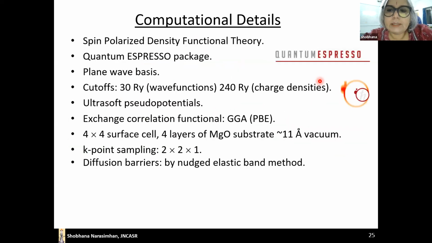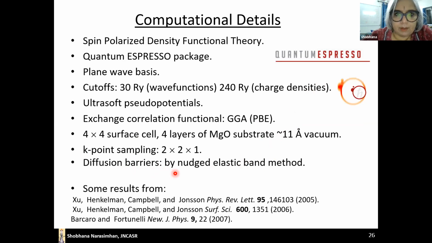So the computational details: we have performed spin polarized density functional theory. Spin polarized means we can also account for the magnetism of the clusters. Many of these clusters are magnetic. We've used the Quantum ESPRESSO package. I think there's not much point in my going through all these other details, except to perhaps tell you that the diffusion barriers are obtained by what's called the nudged elastic band method. And some results are taken from these 3 papers.